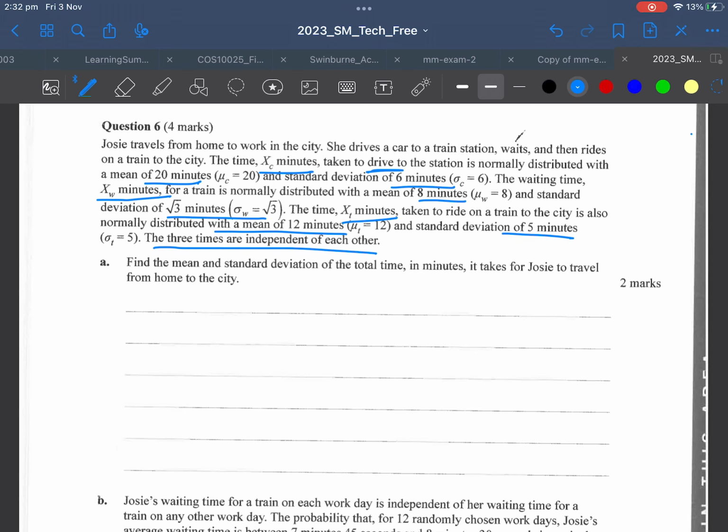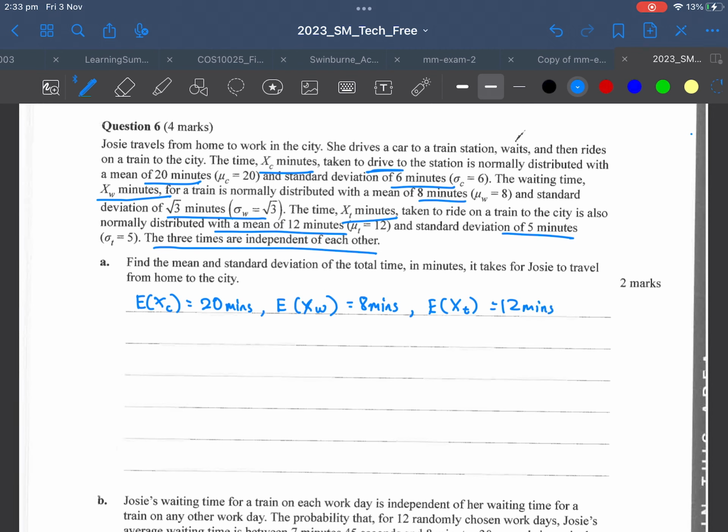Okay, so she drives a car to the train station. So E of xc is going to be 20 minutes. And then she waits, so xw will have a mean of 8 minutes. And E of xt, the time taken to ride on the train to the city, is also distributed with a mean of 12, so 12 minutes over here.